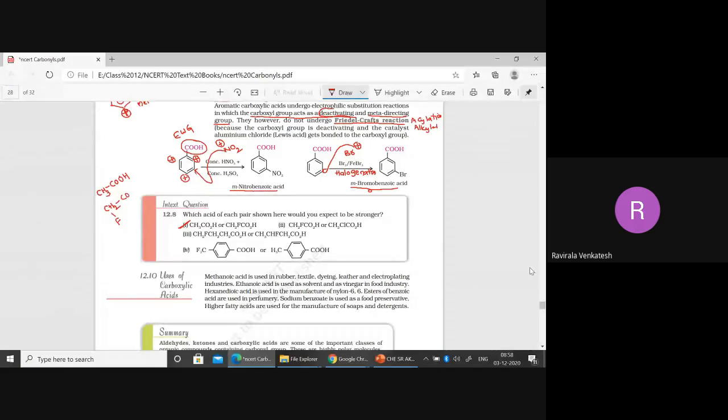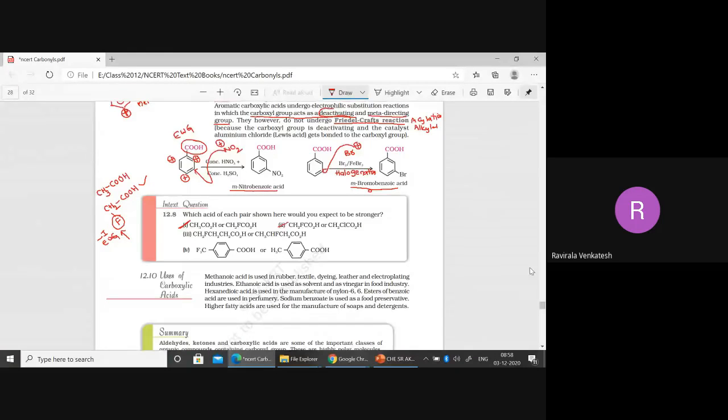CH2F COOH. Which one is more acidic, beta? The second one. This one is fluoroacetic acid. Right, very good. Now, because of which group is it more acidic? Because of the minus I group. Electron withdrawing groups always increase the acidic character. This one will be the answer.